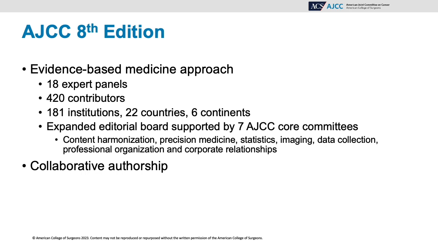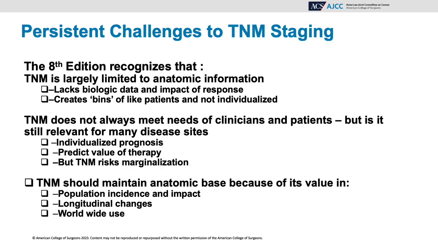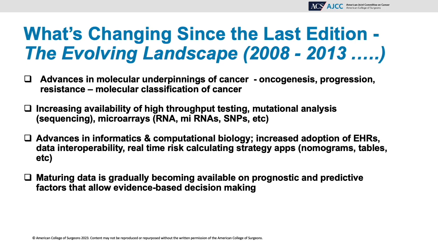Again, 18 panels, 420 contributors, 181 institutions, 22 countries, 6 continents, and an expanded editorial board. But there were persistent challenges. Again, we recognize that TNM is limited. It doesn't meet the needs, but we do need to retain TNM. Again, there are more molecular underpinnings of cancer. We know a lot more about oncogenesis, progression, resistance, et cetera, than we did before. There are mutational analyses, informatics, and maturing data.